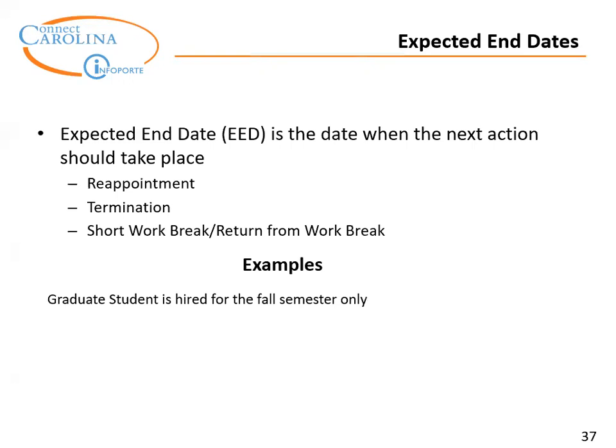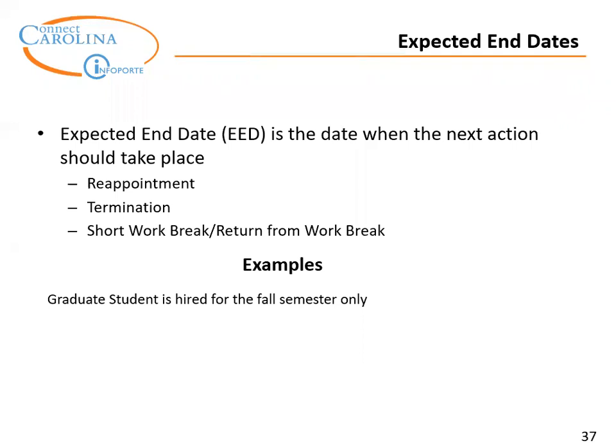So it's not their last day worked. The last day worked is the day before that. Expected end dates and terminations go in and they are effective at midnight of whatever date you choose, right? So at 12:01, if you put in a termination, that person is no longer active for that day. That's the way to think about it, right?